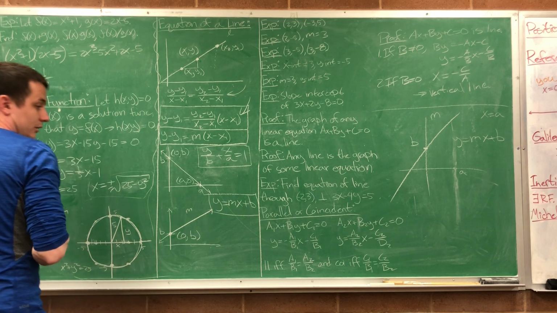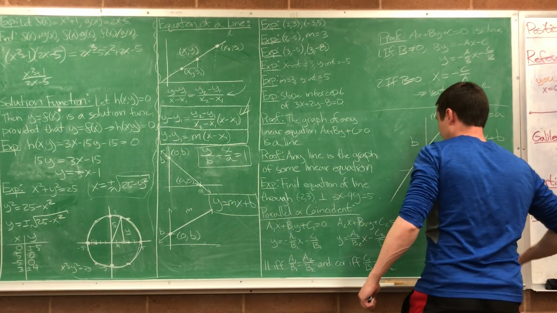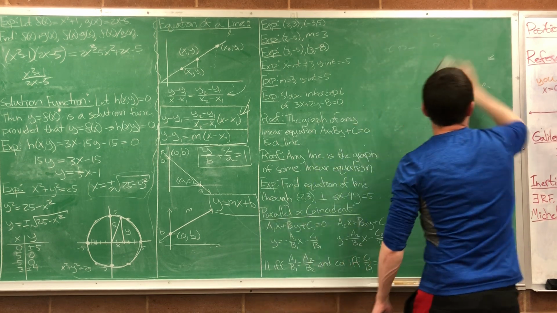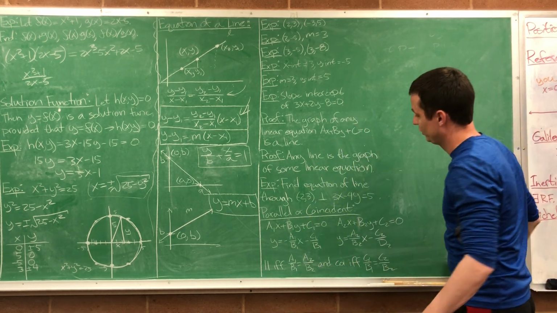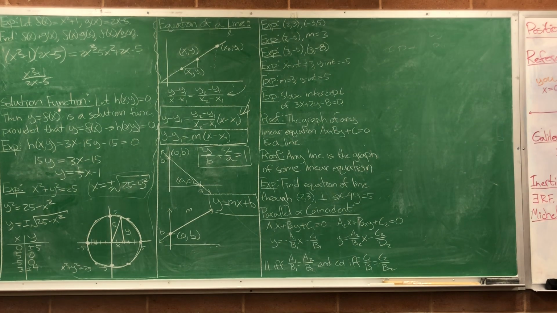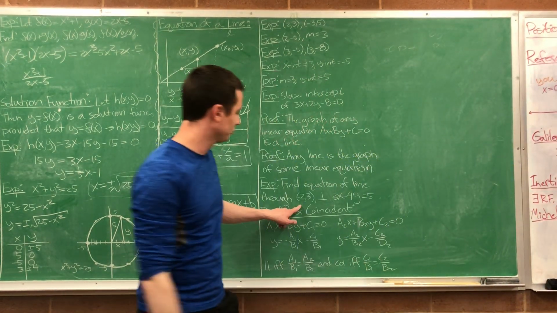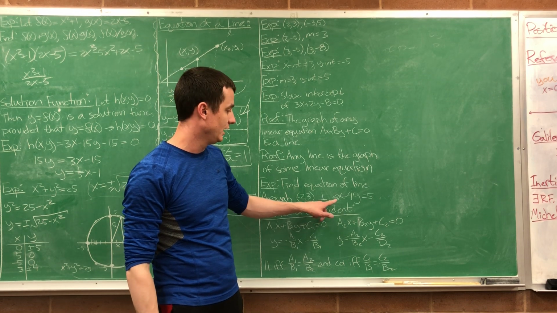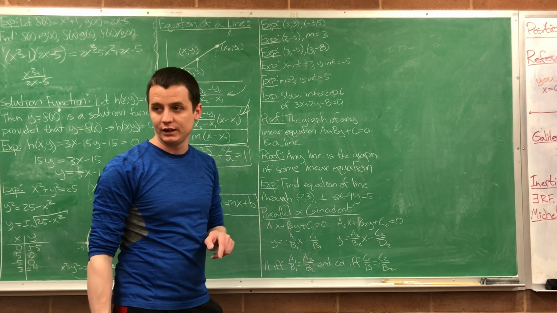Let's do this last one because this example references something we did at the end of last class. More tricky problem. So we're supposed to find the equation of a line that goes through (-2, 3) and is perpendicular to the line 3x minus 4y equals 5.